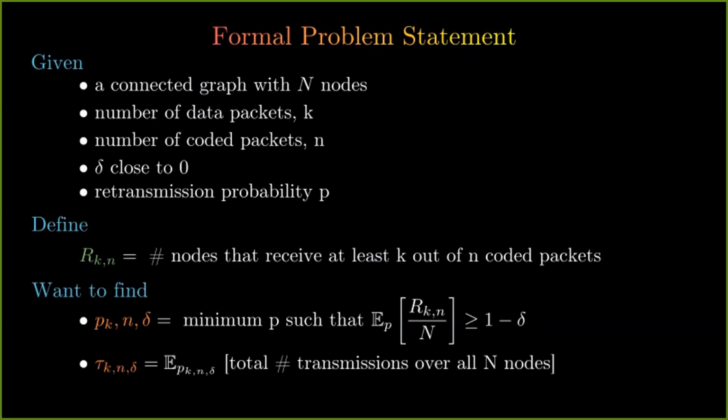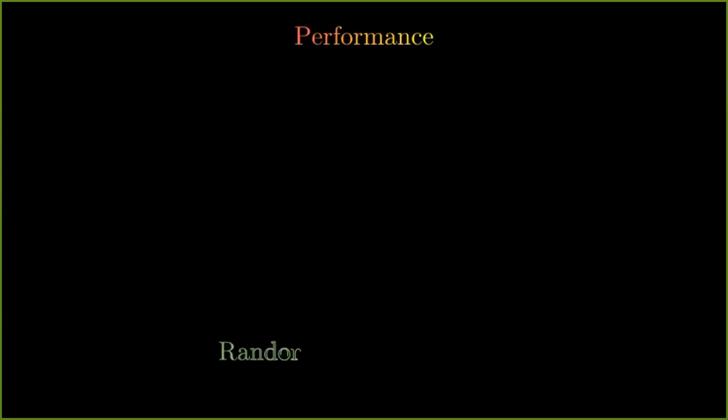This R_k,n by n is the fraction of successful receivers. The performance metric that we are interested in is the expected total number of transmissions when the forwarding happens at the forwarding probability p_k,delta. Our interest is mostly on what happens on random geometric graphs, since random geometric graphs are used to model ad hoc networks, the kind that we had seen in the beginning.